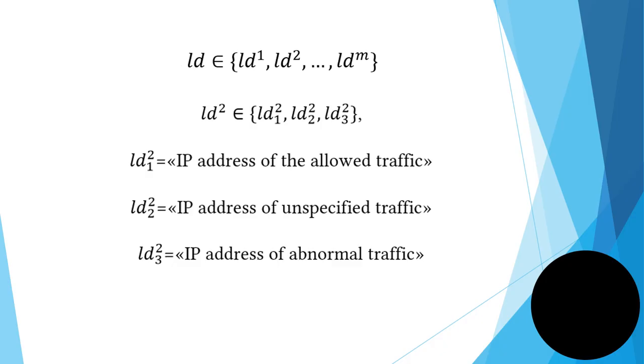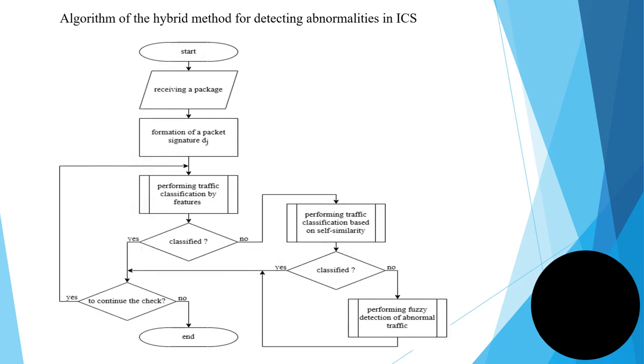We propose a hybrid method for detecting abnormal traffic which combines the advantages of several approaches: signature classification, self-similarity analysis, and fuzzy inference. Such a multi-level structure provides more accurate, reliable, and adaptive anomaly detection, reducing the number of undefined cases and optimizing security system resources.